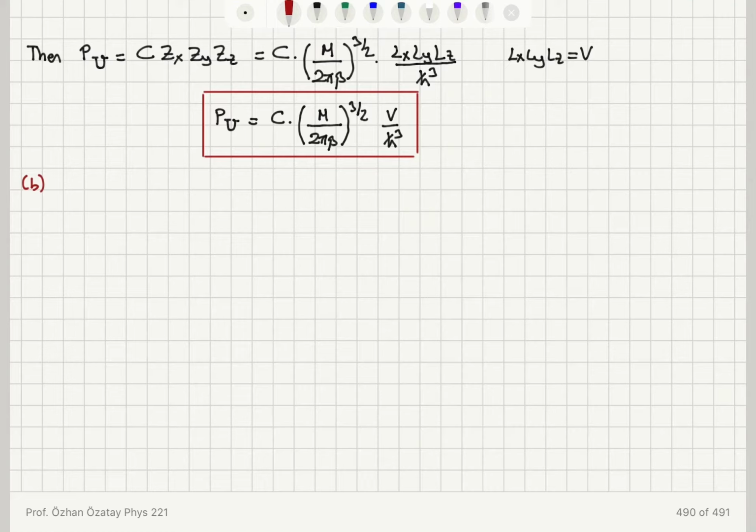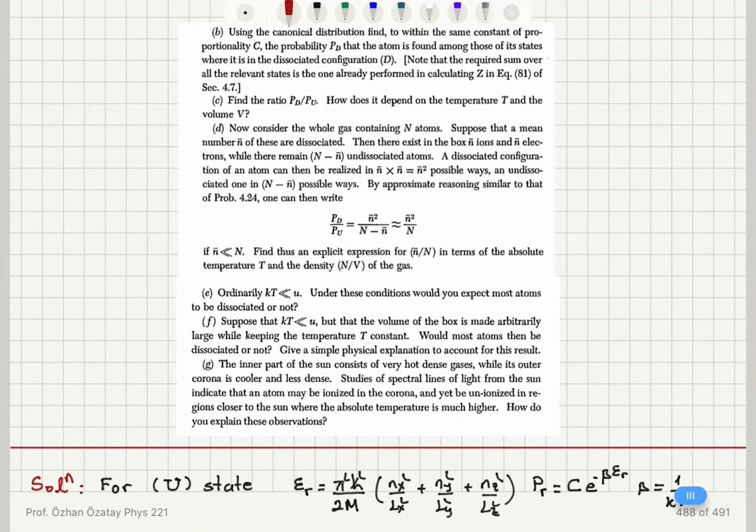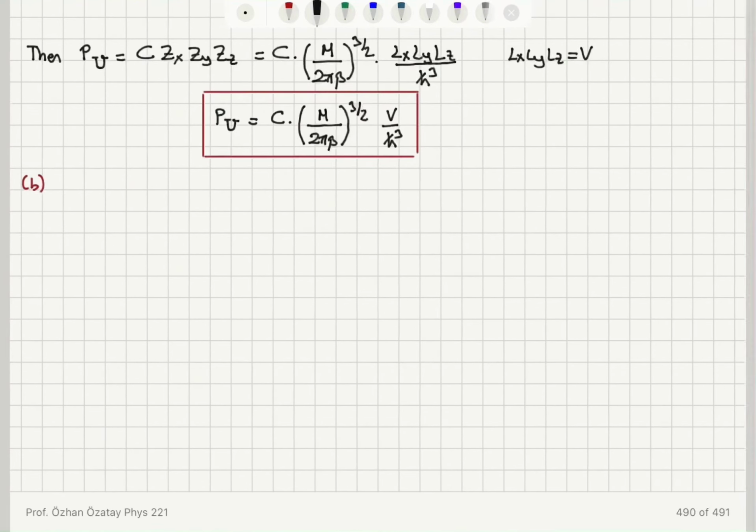Now let's take a look at part B of the problem. Using the canonical distribution, find, to within the same constant of proportionality C, the probability that the atom is found among those of its states where it's in the dissociated configuration. So we're looking for another sum here, which will be for the dissociated configuration. Now similarly, we can do the dissociated configuration probability.